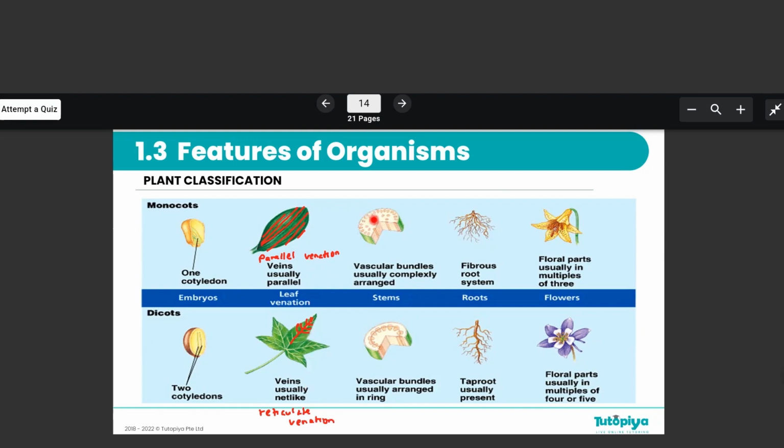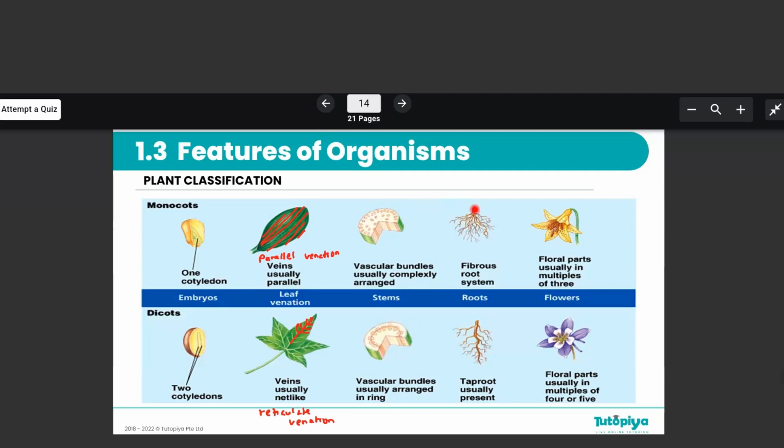And another difference between the two types of plants is the arrangement of their vascular bundles. If you study the vascular bundles of a monocot, you will see that they are complexly arranged, as you can see in this diagram. But if you study the vascular bundles of a dicot, you will see that they are orderly arranged in the form of a ring. So there's an organized arrangement in the dicot vascular bundles.